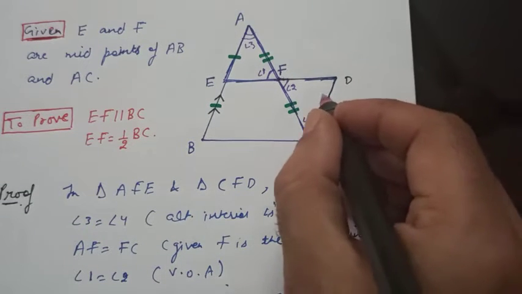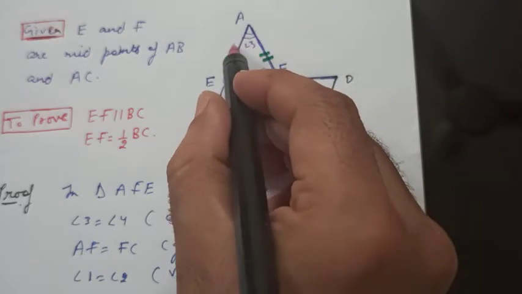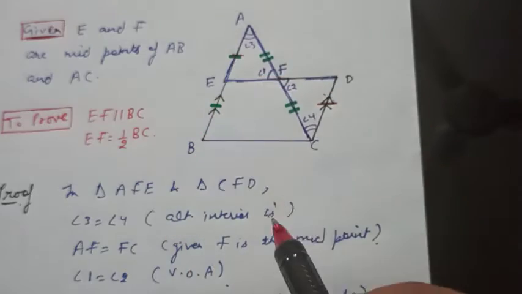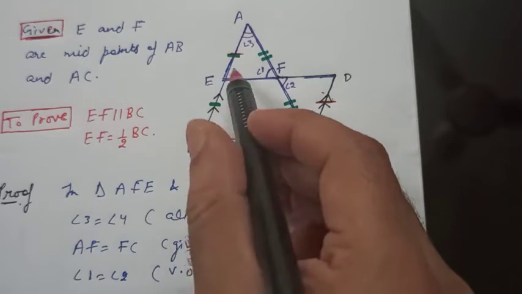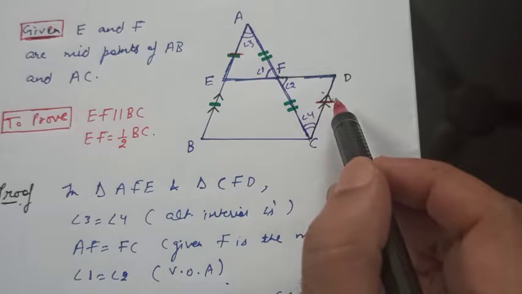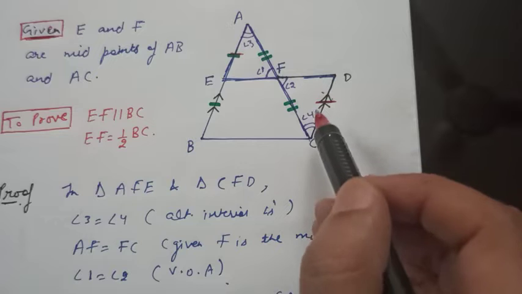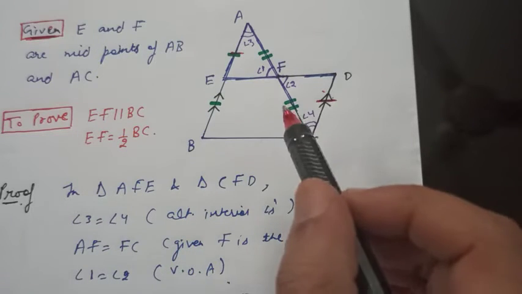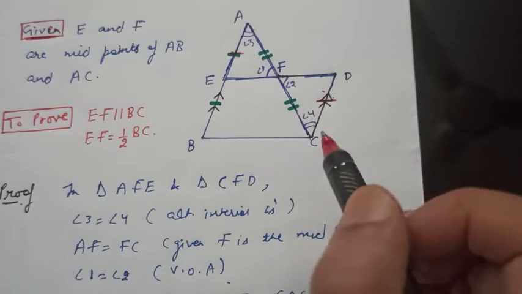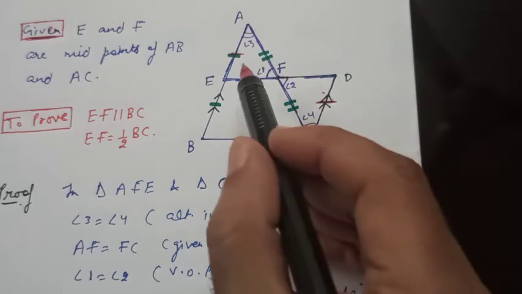So therefore I can say that this is equal to this, CD is equal to AE by CPCT. But AE is equal to EB, given to us since E is the midpoint of AB. So therefore CD will be equal to EB, and therefore by the least required condition I can prove that EBCD is a parallelogram, right? This is equal to this by CPCT because these triangles are congruent.